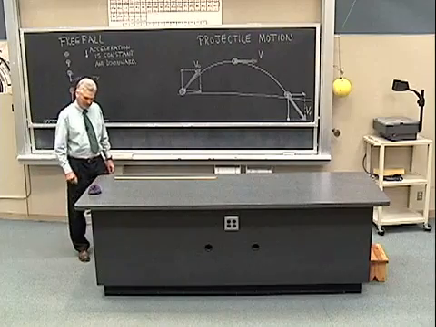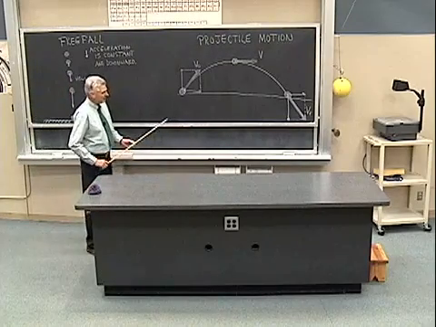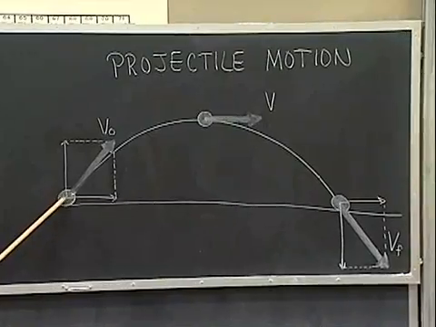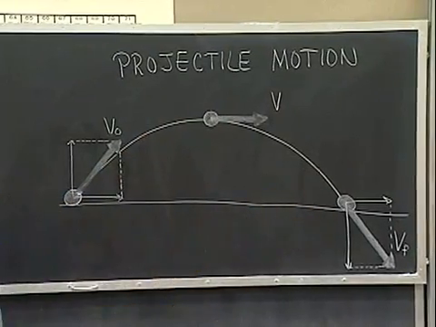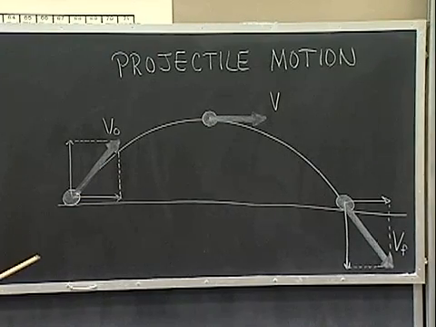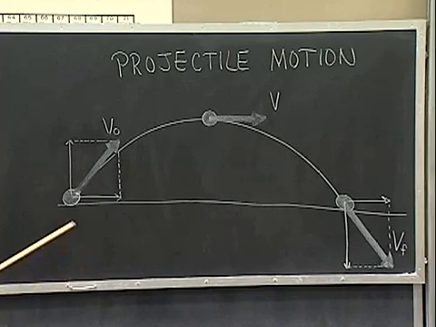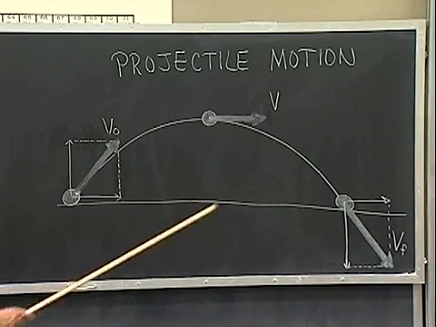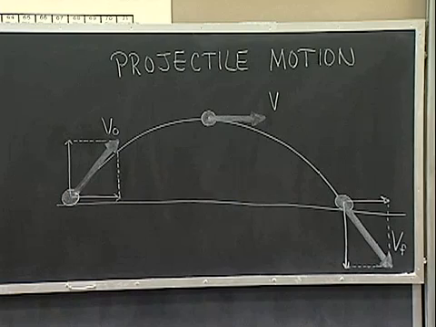Hello, I'm going to demonstrate projectile motion. With projectile motion we have an object that travels through space, and we're going to neglect air resistance for this discussion. And we notice that when we neglect air resistance, the motion in the horizontal direction remains constant. That is, the velocity in the horizontal direction remains constant.